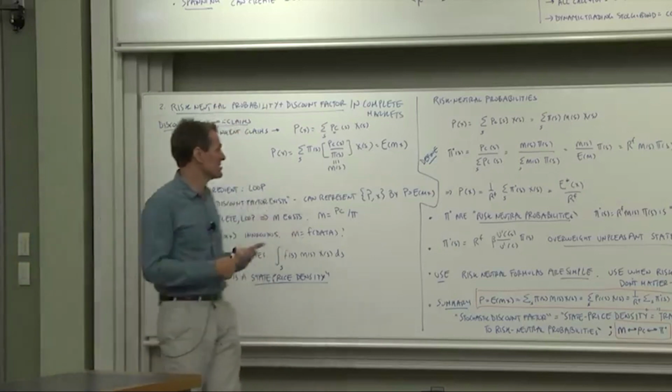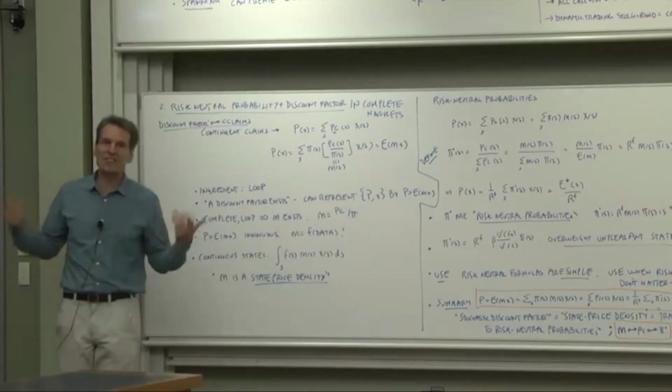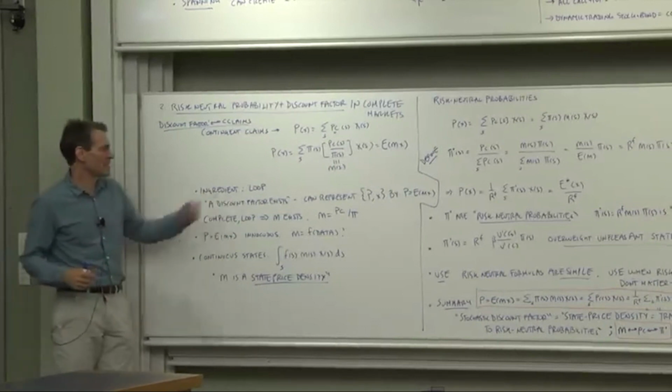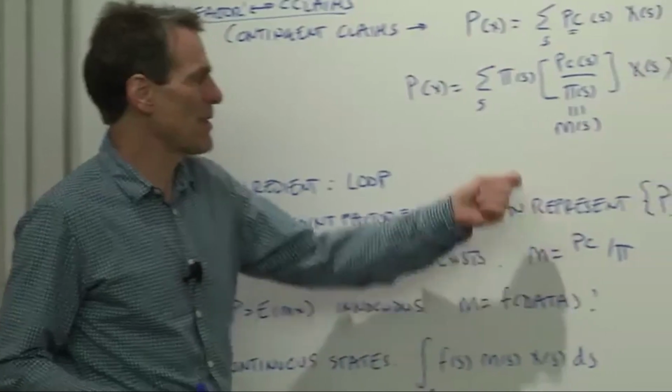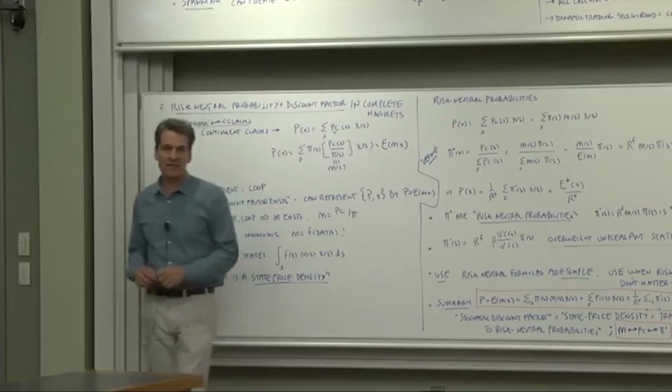One of our big questions is, when can we represent prices by expected discounted payoffs? When does there exist a discount factor? We've just proved a theorem about when a discount factor exists. When can we represent a set of prices and payoffs by price equals expected discounted payoffs?